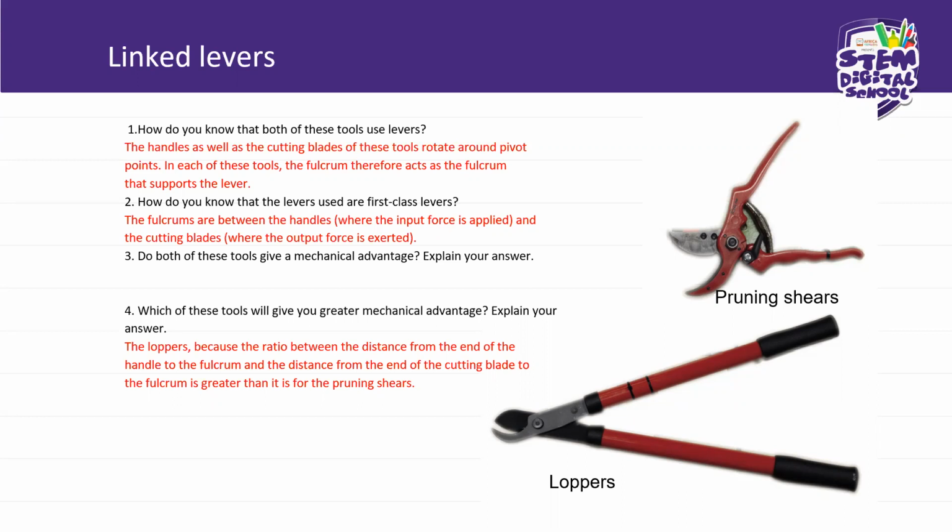Grade 8, here is the answer. Yes, you got a mark for yes, because the distance from the end of the handle to the fulcrum is greater than the distance from the end of the cutting blade to the fulcrum. If you don't understand this, just tell me. Just say, ma'am, I didn't understand this. I don't know how to go past this if you don't understand it. Is it clear, grade 8?